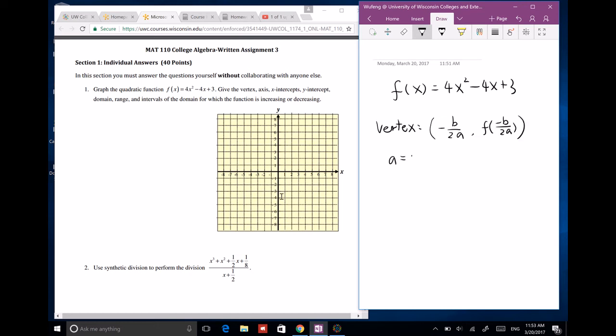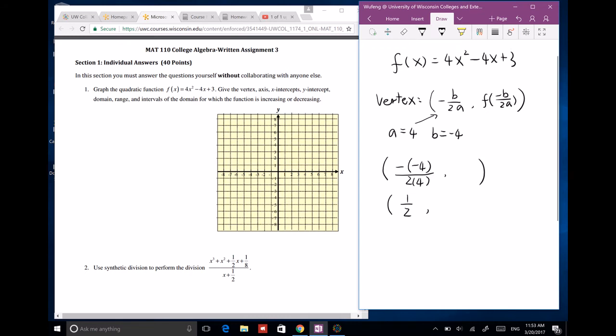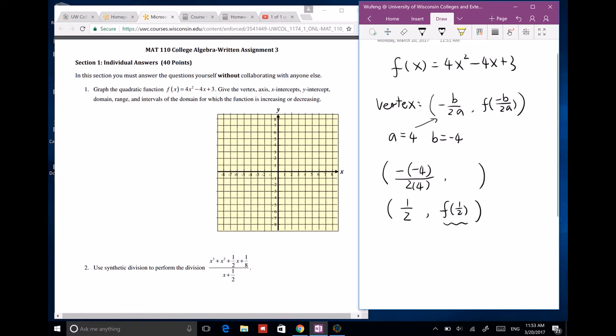So a equals 4, b equals -4. You plug it in. The vertex is going to be -b over 2a, so it's -(-4) over 2 times 4, which is 1/2. Okay, this is the x value. So plug 1/2 into the formula. f(1/2) is going to be the y value. Find that by yourself. Plug 1/2 into the function.